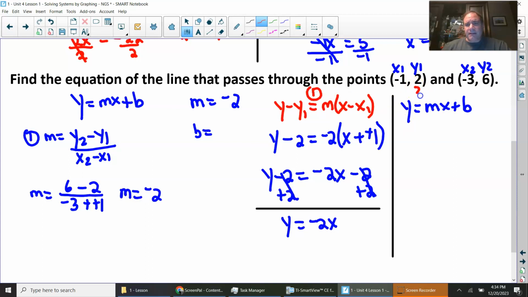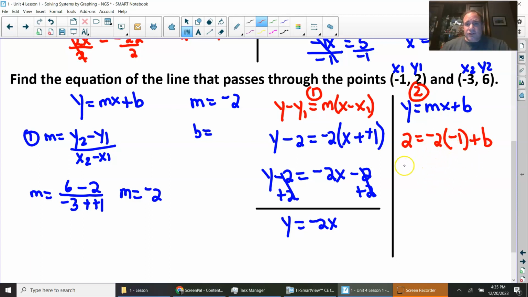Now the second method, you could just use y equals mx plus b if you forget about the point slope formula. So the y is my y1. I'm just going to put that in as 2. The slope, which is m, is negative 2. The x, which is the negative 1, right here, I have it labeled. And then you leave the b because that's what you need.